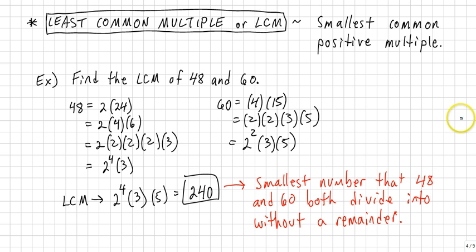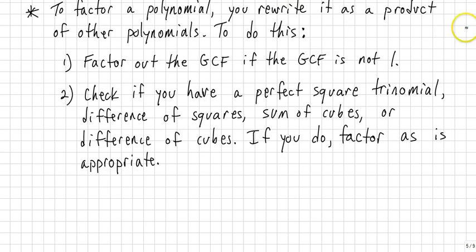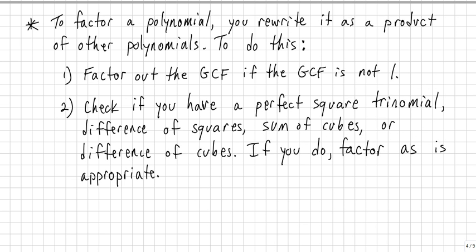All right, so with that stuff in mind, we can now start to look at how to factor polynomials. And again, we're just going to begin this process with this section. We're going to keep talking about factoring polynomials as the chapter goes on. So for now, to factor a polynomial, you rewrite it as a product of other polynomials. So when we ask you to factor a polynomial, we're asking you to write it as the product of several other polynomials.